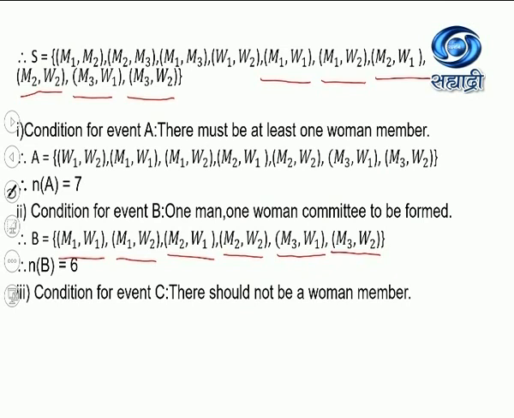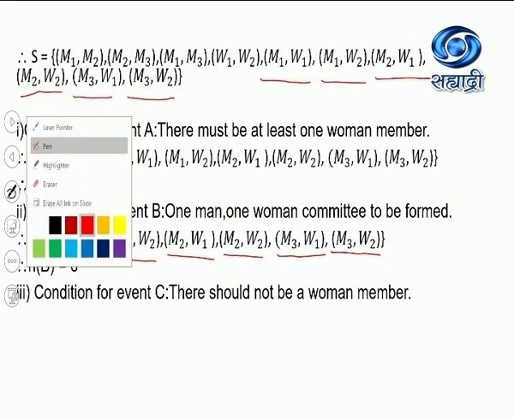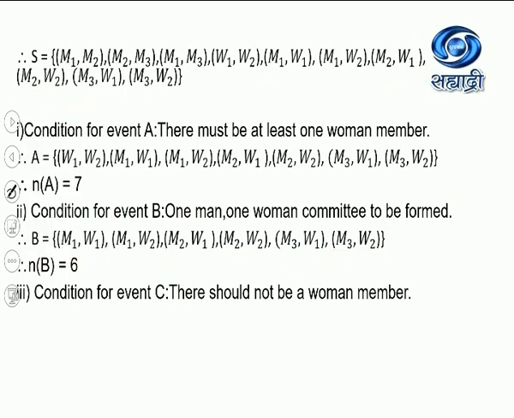Now let us write the condition for event C. There should not be a woman member. That means only men. So M1M2, M2M3, M1M3. Let us write in set notation. These are all the sample points. Therefore, n of C is equal to 3. So children, these types of questions are going to be asked for 3 marks.